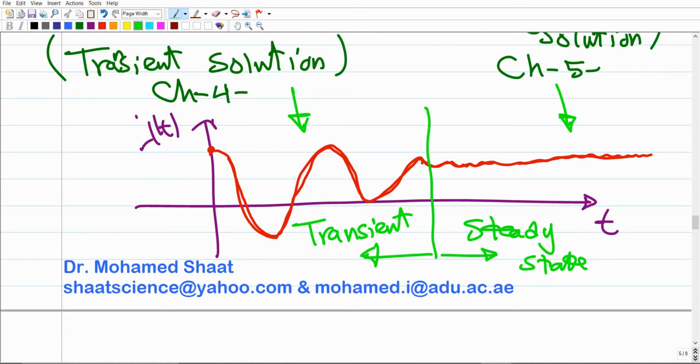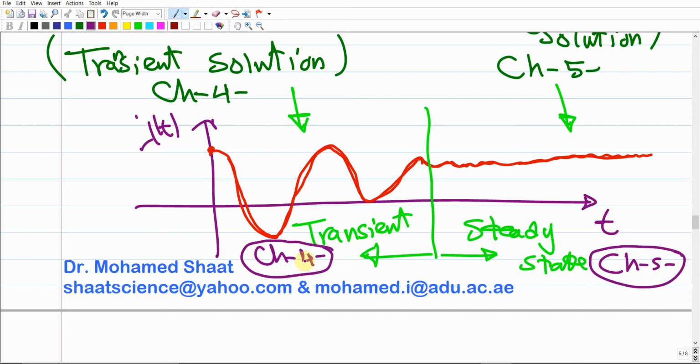Steady means that all the change in the current over time is very negligible, definitely in comparison to the previous region. So we can split this curve into two regions. One is commonly known as the transient, and the second one is the steady state. Through chapter 4, we are interested in studying the transient behavior. This is what we are covering in chapter 4. In chapter 5, we are interested more in the steady state, right?